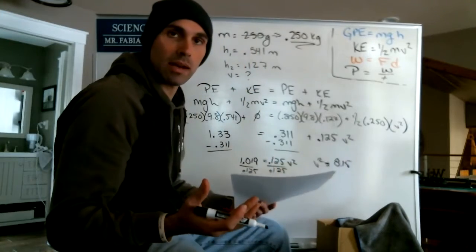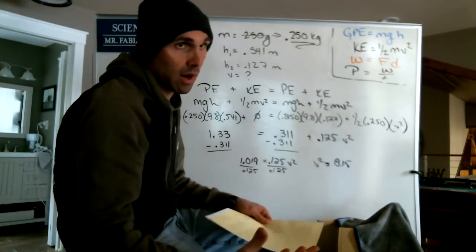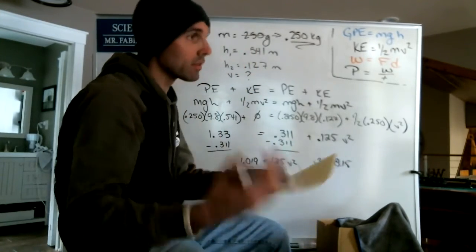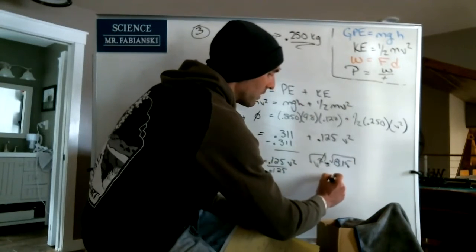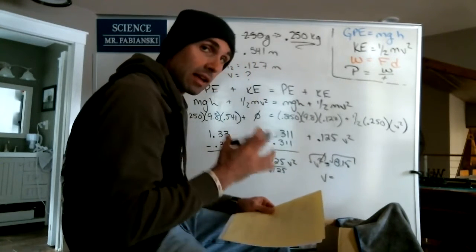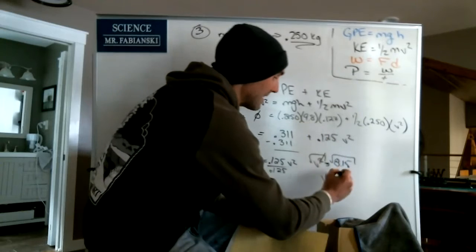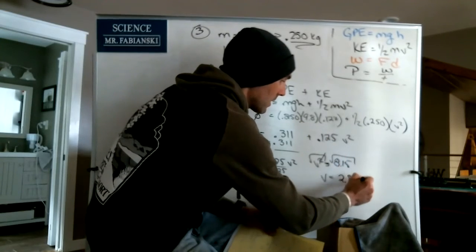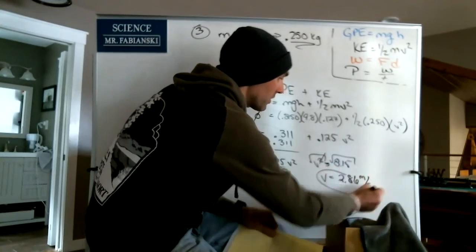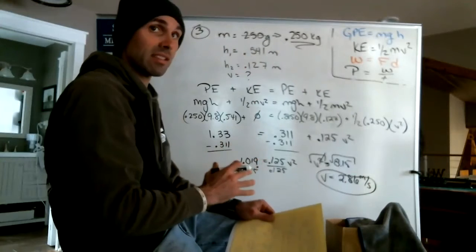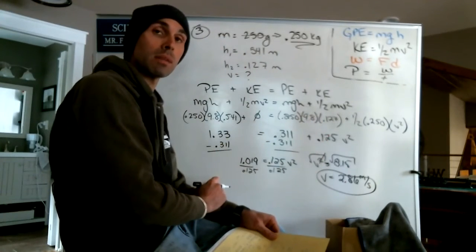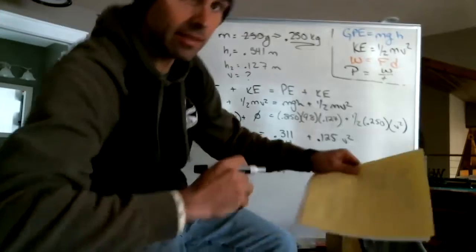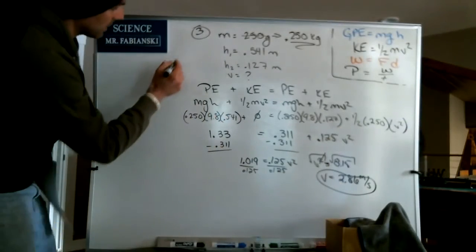And you know my question already is going to be, how do we undo the square? And you're going to tell me, by doing the square root. Good job. We take the square root and we get a velocity. This car is traveling at 2.86 meters per second when it is still 0.127 meters above the bottom.